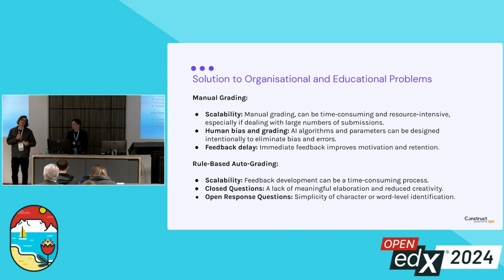When it comes to human bias, there are multiple uncontrollable variables. But when it comes to AI algorithms, we can control those variables to ensure that we get reliable output that fosters growth within our learners.